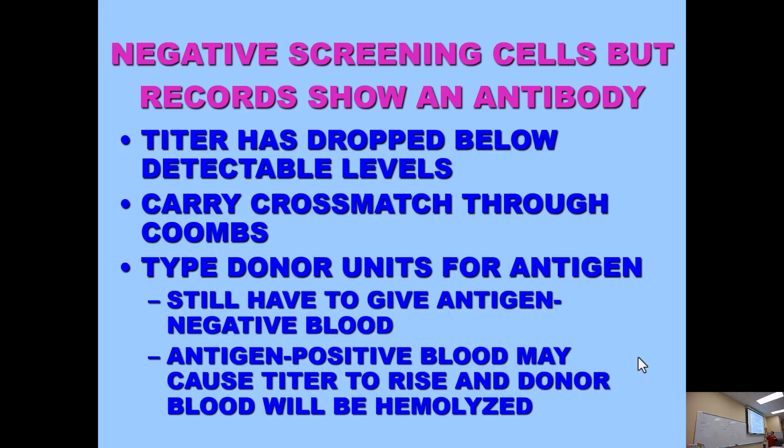We have to give antigen-negative blood because all it's going to take is a little bit of antigen for that antibody to spike again, right? Secondary exposure, you get a faster and bigger response. That's what we're looking at here if we don't watch it. So we want to make sure we give antigen-negative blood if they have a history of the antibody but don't have it right now.